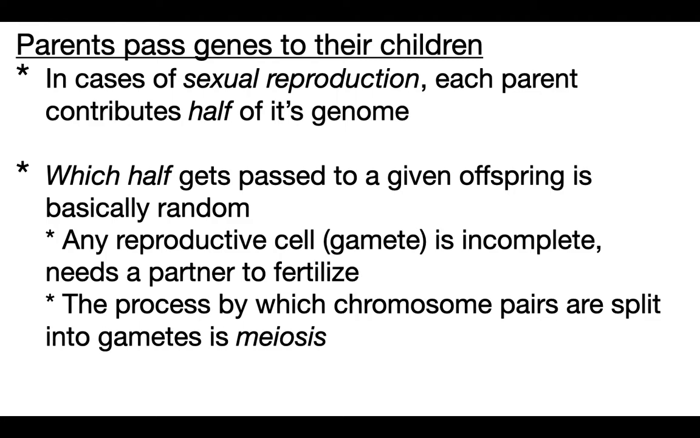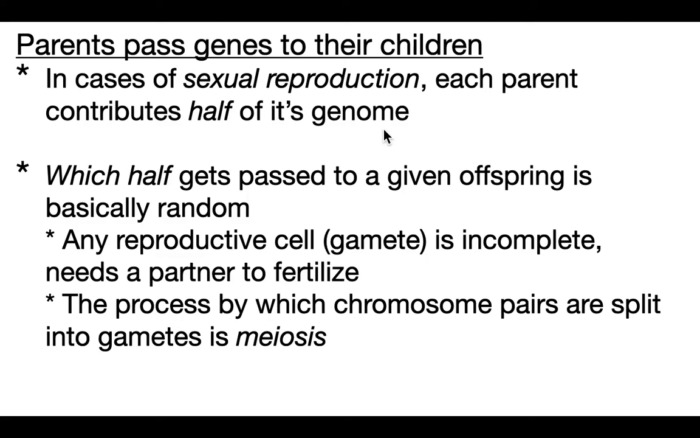Now, a genome is the entire set of all of the DNA in an individual. So when we talk about a genome, we're talking about a single individual's complete DNA, all of the DNA that individual has. So every parent contributes half of its total DNA to their children. Which half gets passed on to a given offspring is basically random.